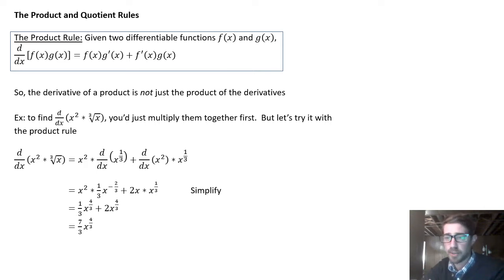So that's what the product rule is telling you that the answer is. Let's try it the other way, because I just want you to see that, hey, it works. You get the same result.